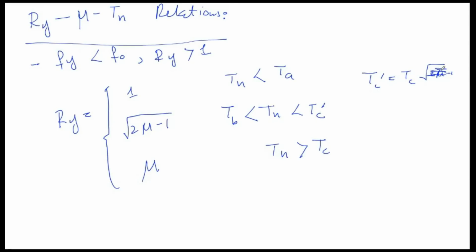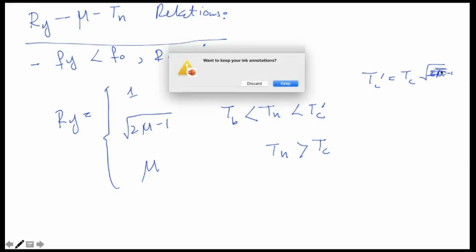Okay, so this was the famous relationships. Those were developed by Newmark and his co-worker. If you look at how these plots, how these equations will look in terms of plot, this is how it looked like.